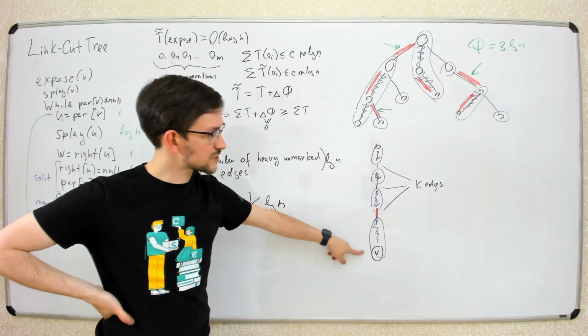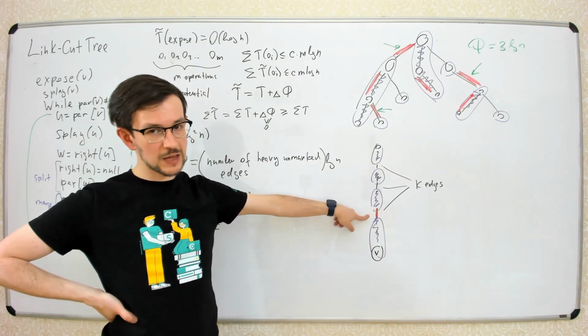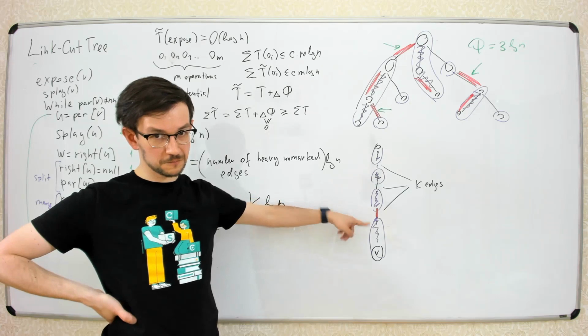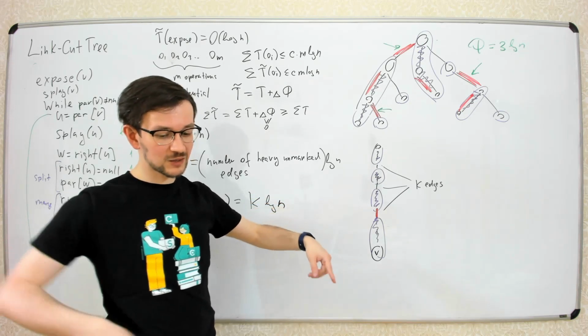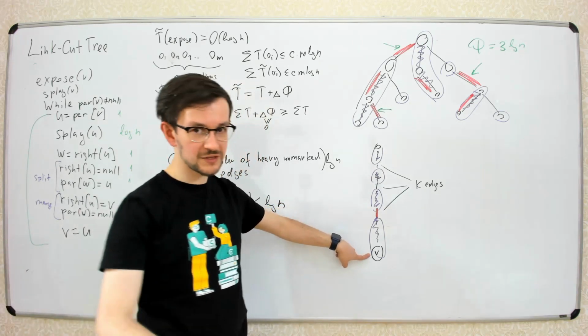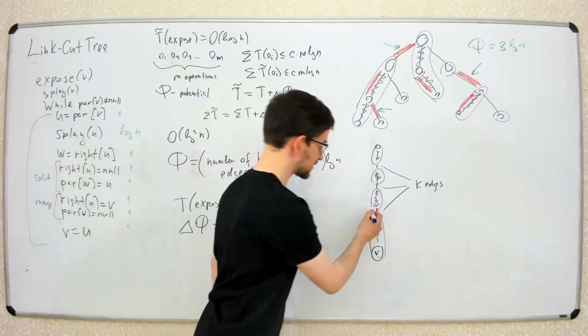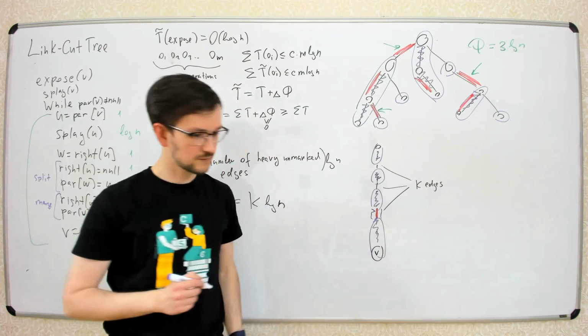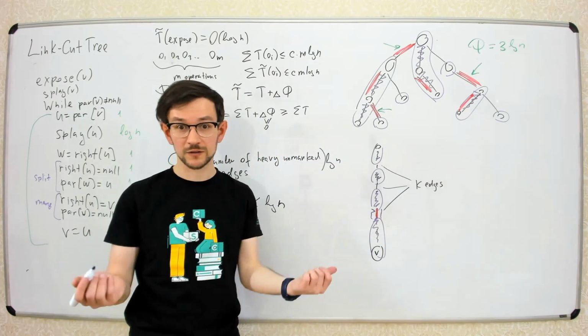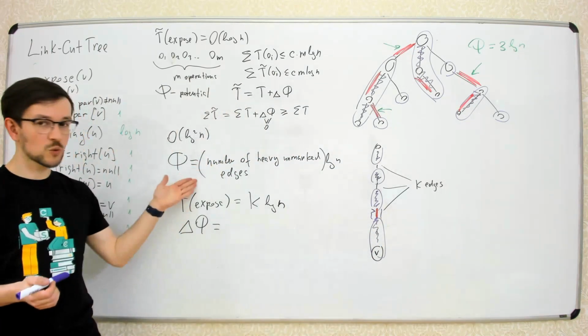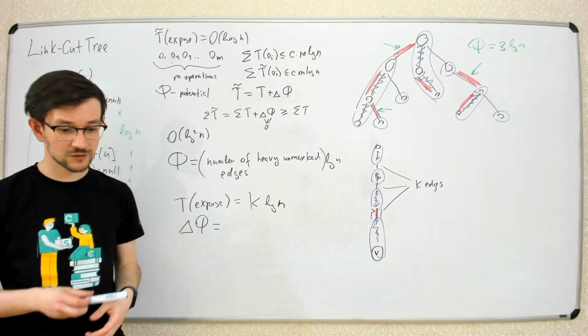So if you have some heavy edge here, and now it is unmarked. But when you call expose of this node V, you will mark all the edges on this path, especially this edge. So it was unmarked and now it's marked. So how will it affect the total number of unmarked edges?